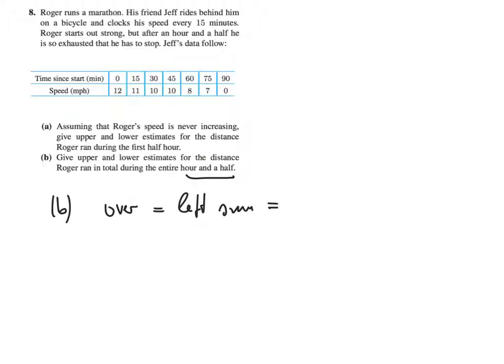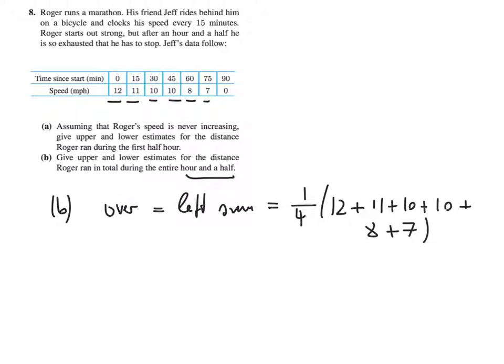Now again, our intervals are 1/4, since 15 minutes is 1/4 of an hour, and then we just sum up everything starting at 0, because we're taking the left sum. We would take this, this, this, this, and this: 12 plus 11 plus 10 plus 10 plus 8 plus 7. If we sum all this up and divide it by 4, we get 14.5 miles.